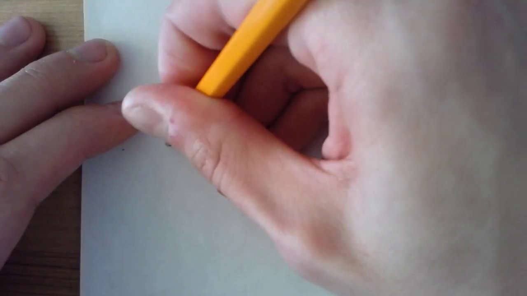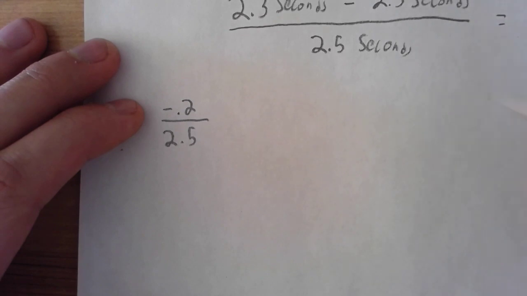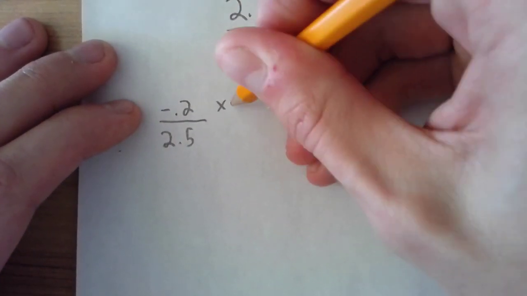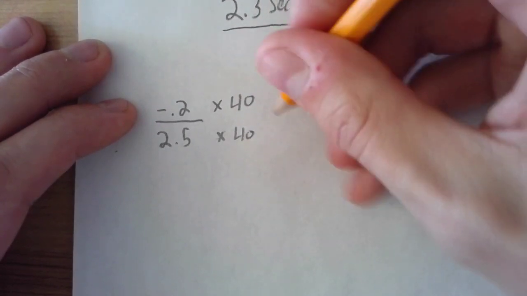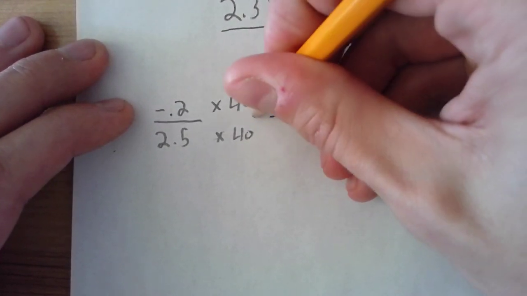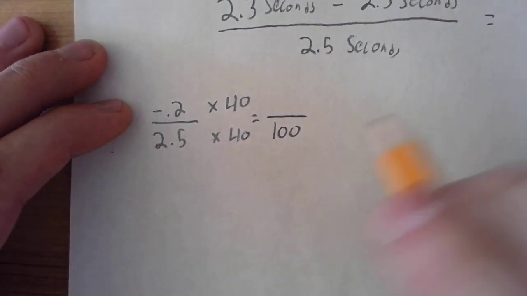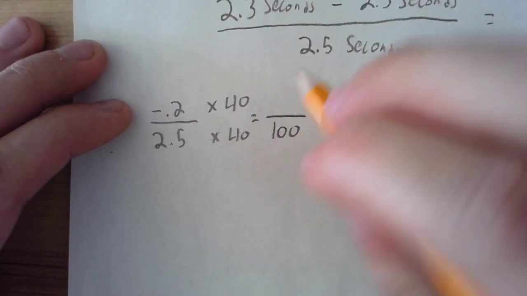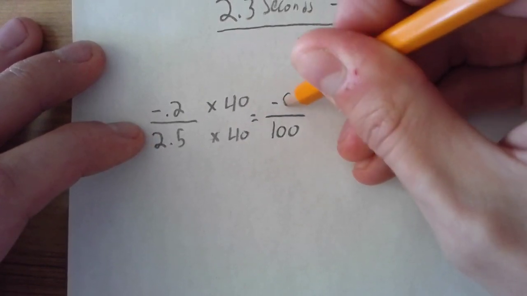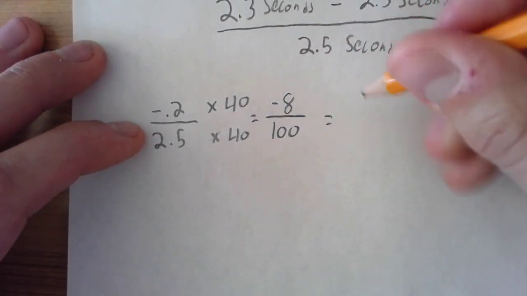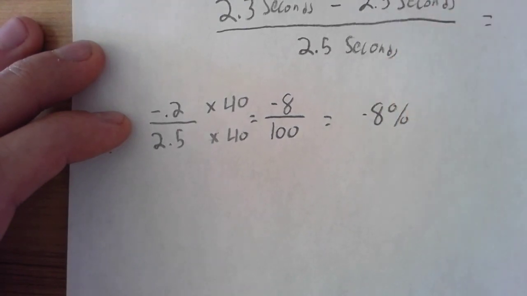0.2 over 2.5. Now, there are a lot of different ways to simplify this to find our percentage, but the easiest way for me would be multiplying the top and the bottom by 40. And what we are going to get is 1/100 on the bottom, which we know will represent a percentage as a fraction, and then negative 0.2 times 40 is going to give us negative 8, which means that our error is 8%.